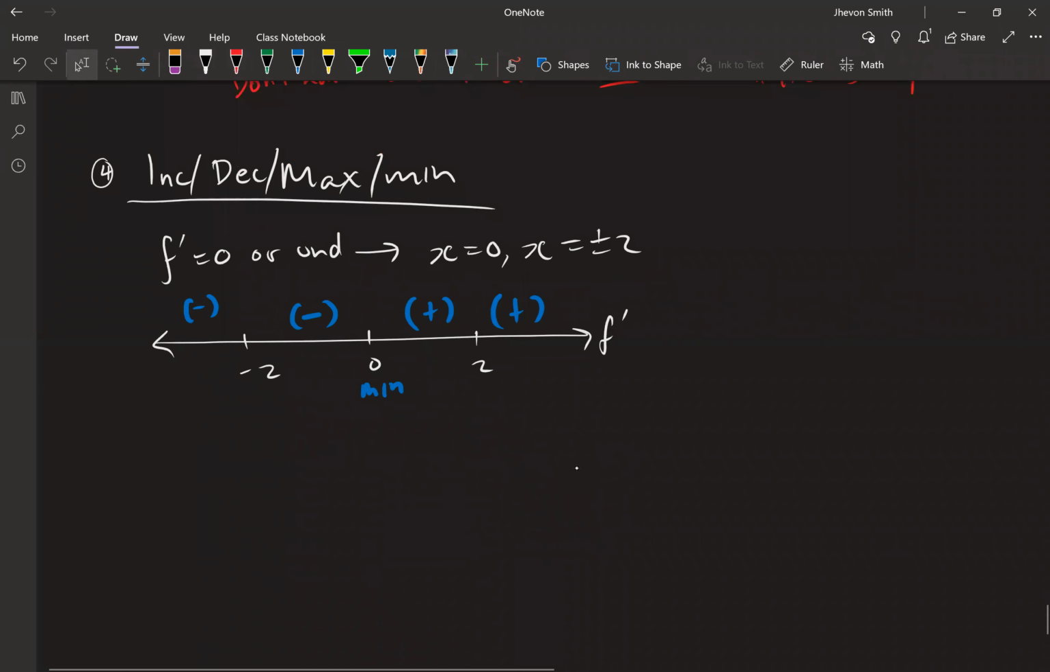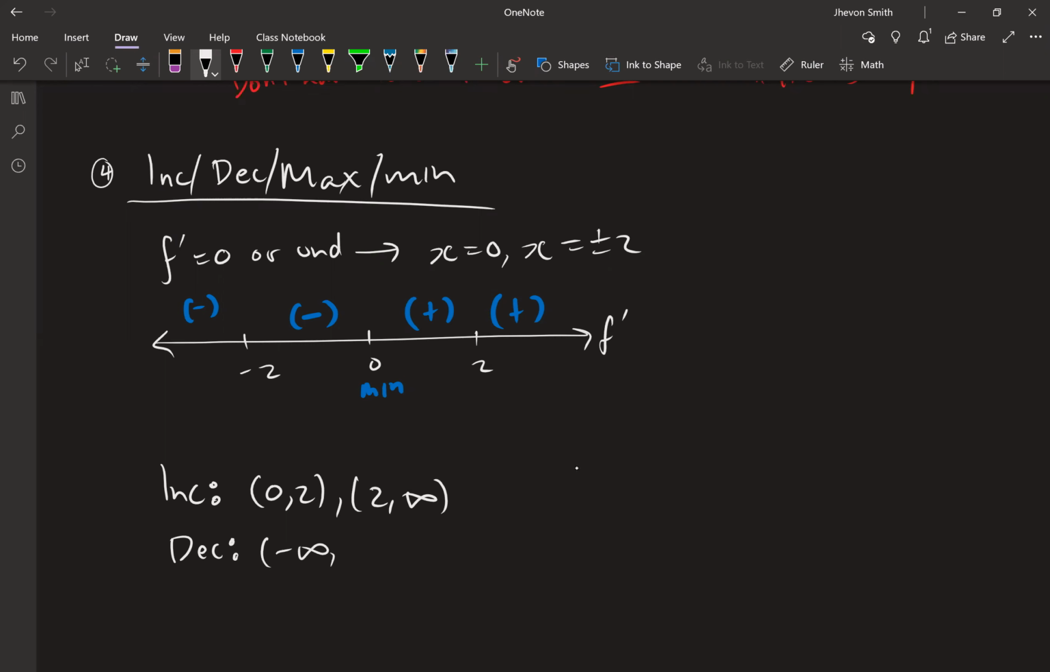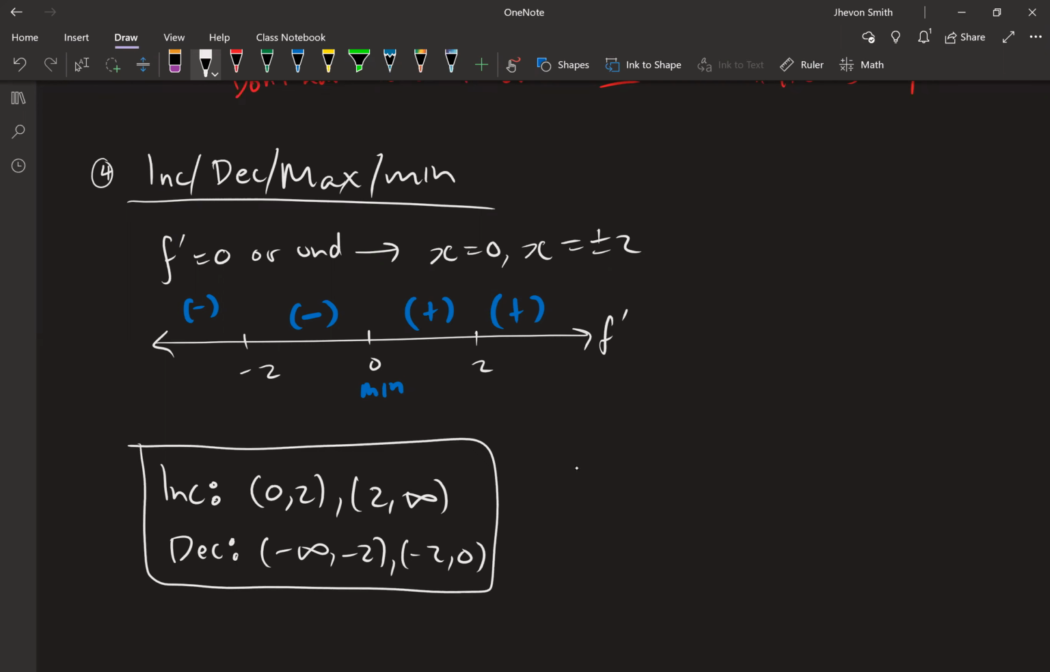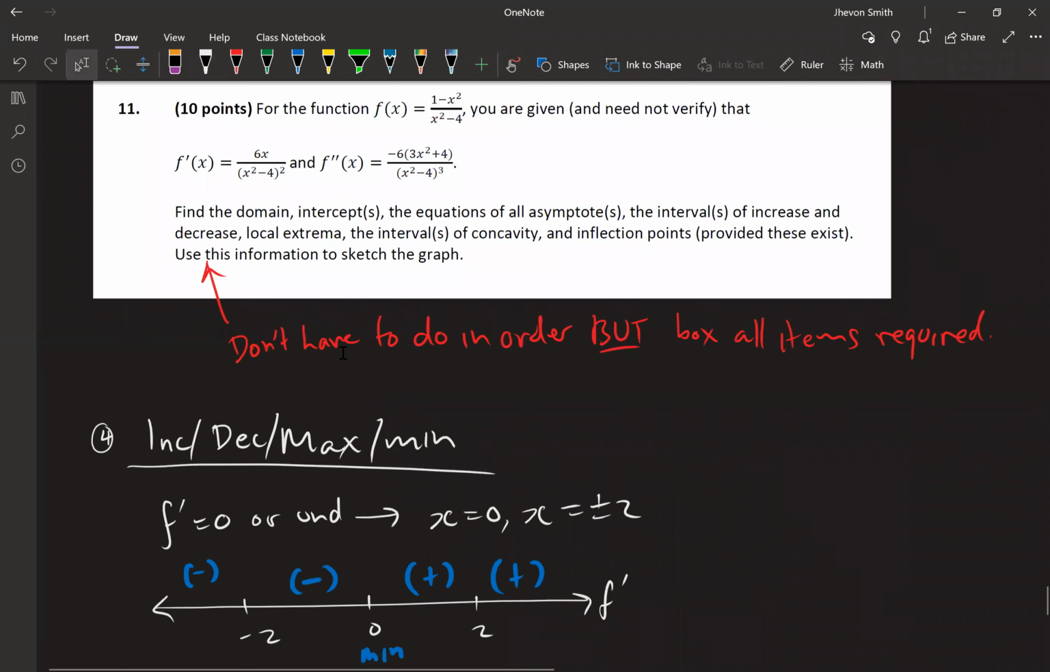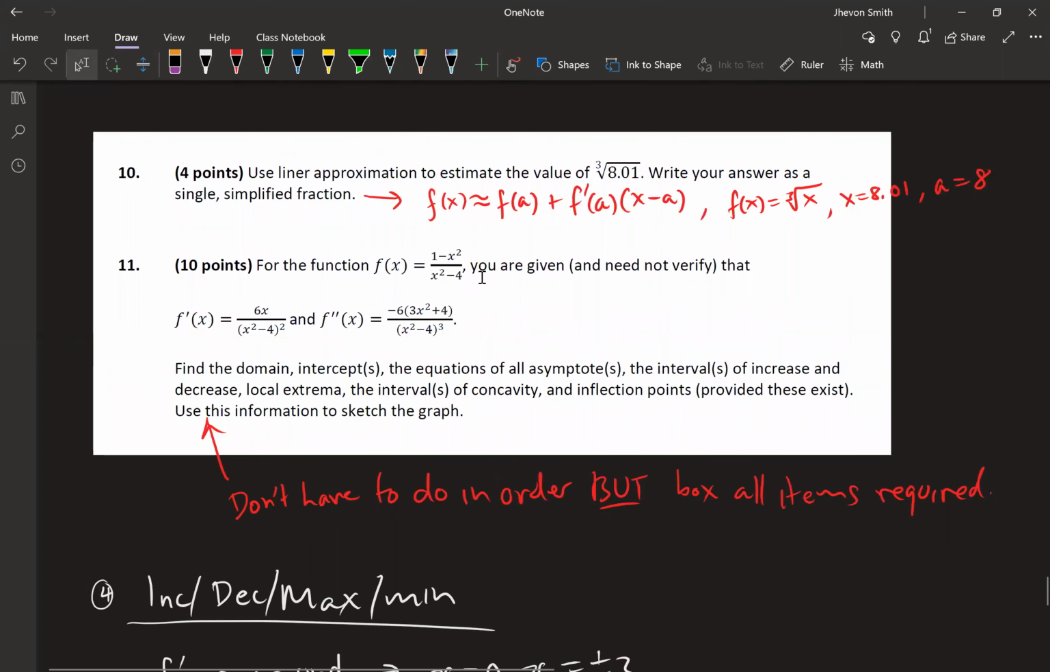And so for the increasing, decreasing section, you would say increasing on 0 to 2, and 2 to infinity. And then you'd write decreasing on minus infinity to minus 2 and minus 2 to 0. And you would box that. So in terms of increasing and decreasing, that's what I would say. And you could even put this in the same box actually, but you could say something like maximum, there are none. And for the minimum, this occurs at 0, comma, and then you go to the original function, you plug in 0, and it looks like we're at minus a quarter.